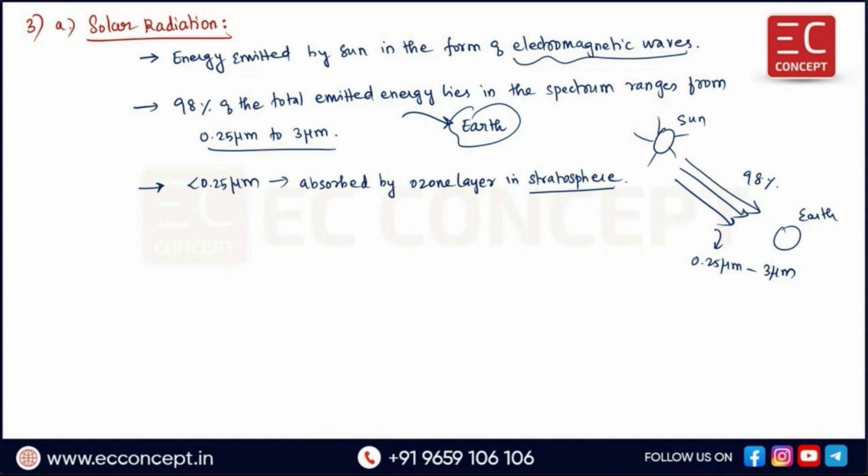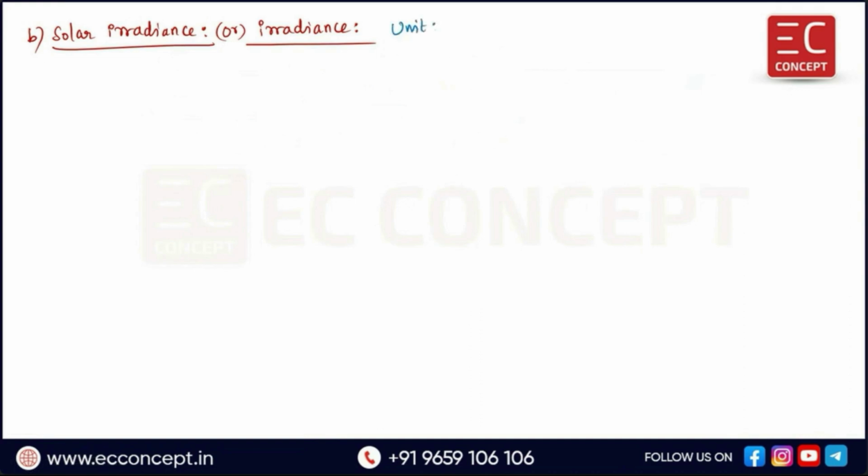Okay. So next, the B part. So third level on the B part. Solar irradiance. So simply we can call this R. So irradiance also. Okay, so irradiance. The unit of this is watt per meter square.